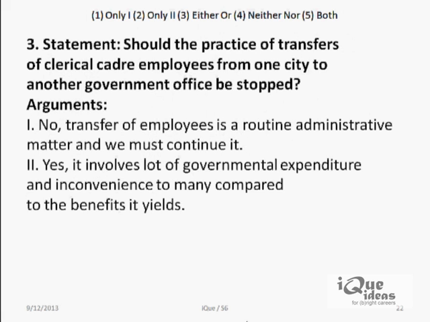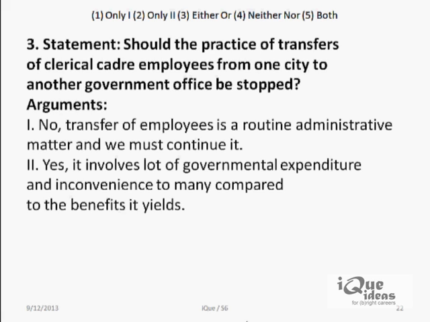Now the statement is, should the practice of transfers of clerical cadre employees from one city to another government office be stopped? The first argument says no. Transfer of employees is a routine administrative matter and we must continue it. Now, if we try to analyze this, just because something is routine does not mean that it needs to be continued. And just because it is a routine administrative matter does not give any clear-cut logic on whether it should be continued or not. And hence we would consider such an argument to be a weak one.